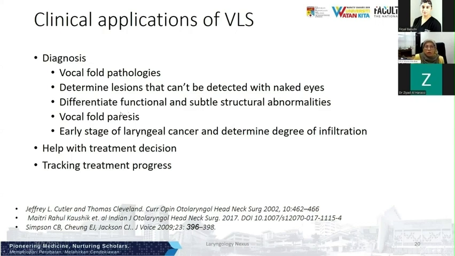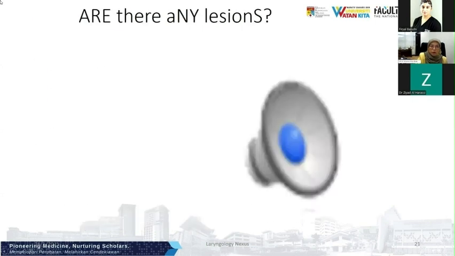And it also helps you to differentiate functional and subtle structural changes. It helps you probably to determine whether this is vocal fold paresis or actually normal. And especially in early stage of laryngeal cancer, you can differentiate whether this is a pre-malignant or malignant lesion. And it also can help you with the treatment decision, how soon you have to go in, also to track treatment progress. So this is basically the clinical application of video laryngostroboscopy.